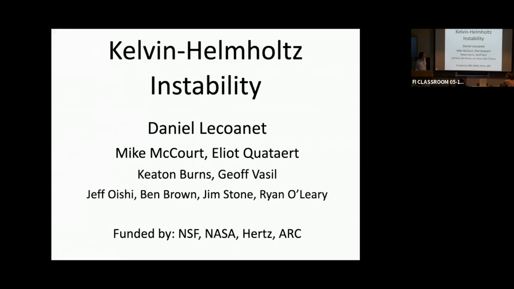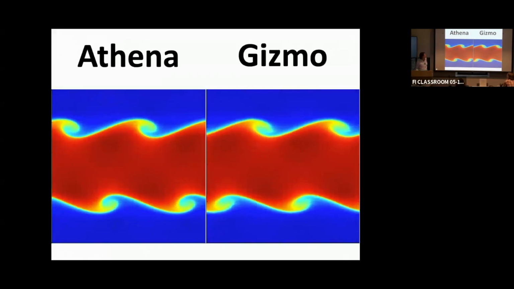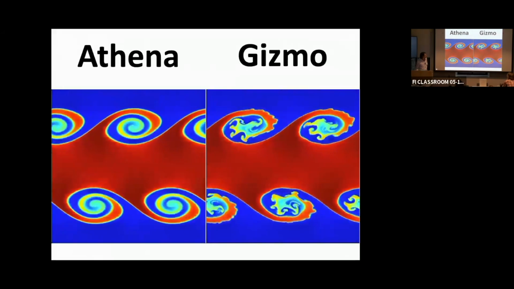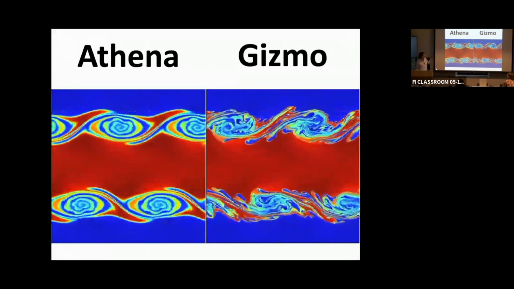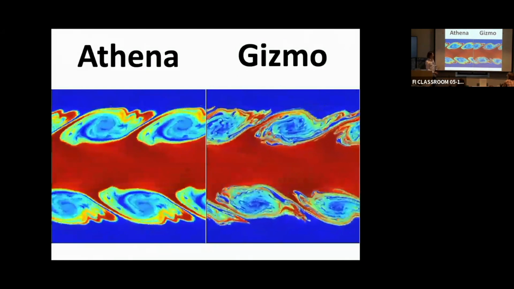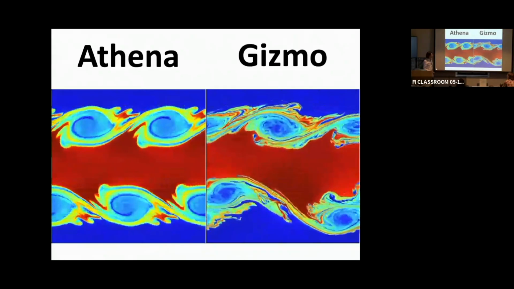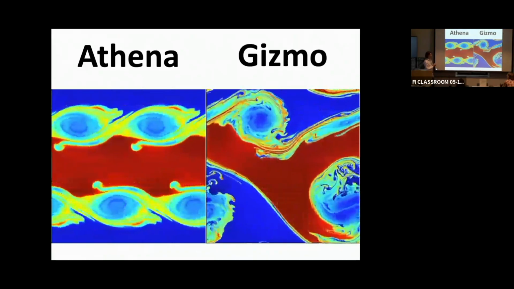So now I'm going to tell you about my opinion on Kelvin-Helmholtz instability. The motivation for this was a movie that I found on Phil Hopkins's website comparing Athena to Gizmo, where he shows two movies, and you can see this Kelvin-Helmholtz instability: flow to the left in the red region, flow to the right in the blue region, and then the flow goes unstable. You can see this classic cat's eye roll up.